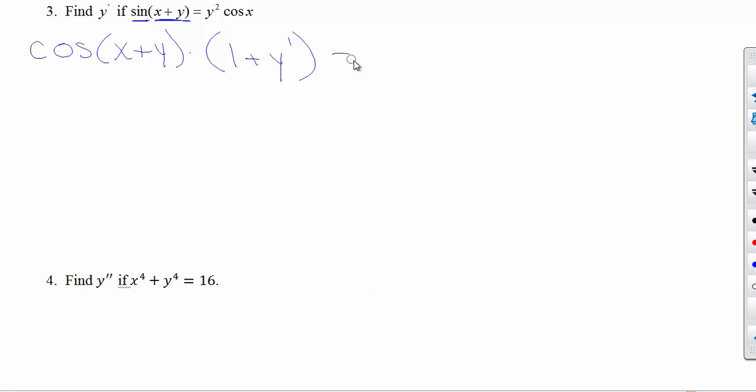And now on the right side, I have to use the product rule with y squared and cosine of x. So the derivative of y squared would be 2y times y prime times cosine of x, plus the first function, which is y squared, times the derivative of cosine of x, which is negative sine of x. So that's the first step, just doing the derivative. Again, everywhere I have a y, the derivative of y is y prime.